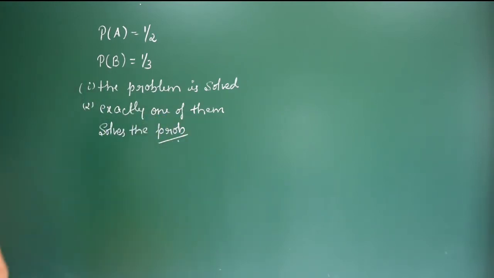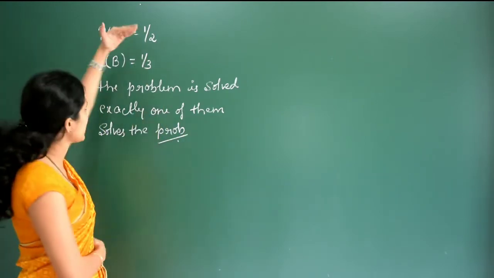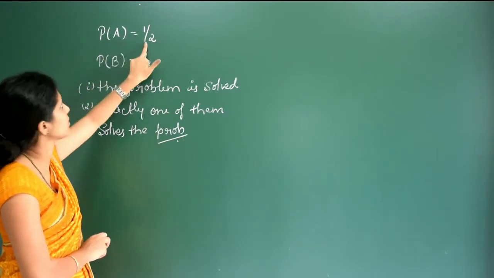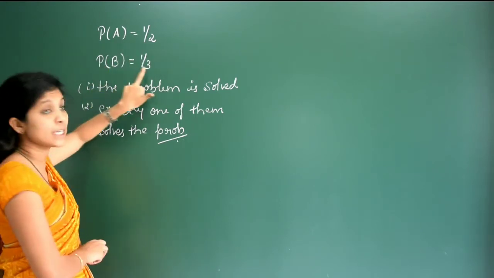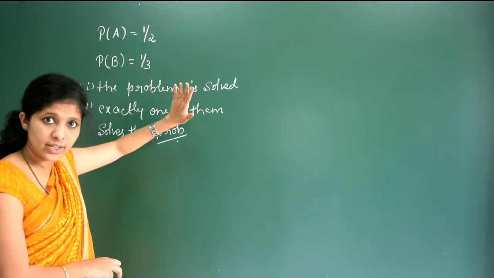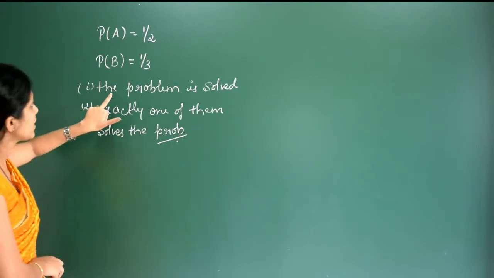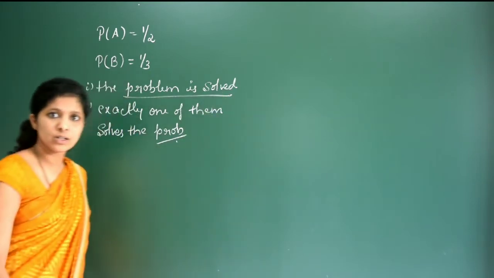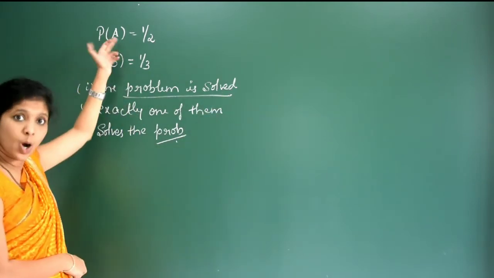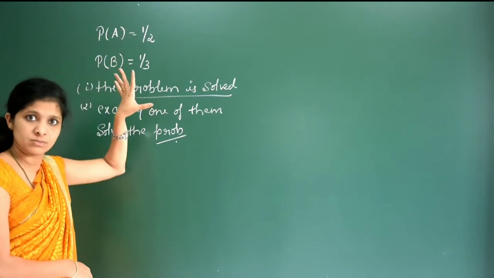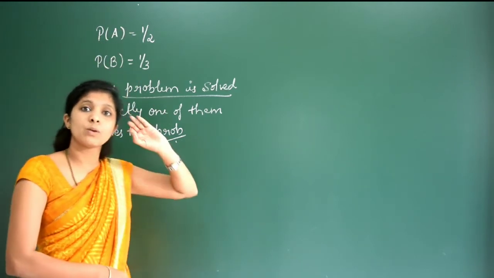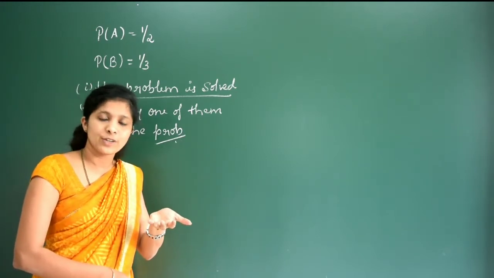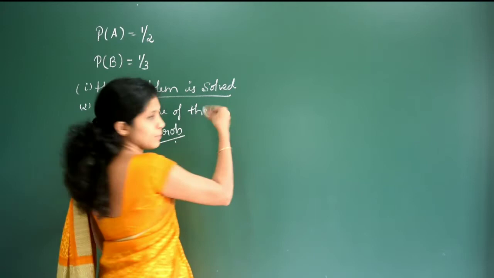Now first try to understand this question. A and B are solving the problem independently, right? And the probability of A solving the problem is 1 by 2 and the probability of B is 1 by 3. What you have to find is the probability that the problem is solved. The problem is solved means it may be by A, or by B, or by both, right? That means the probability that the problem is solved either by A or by B. So you have to find probability of A union B. Anyone can solve the problem, or both.